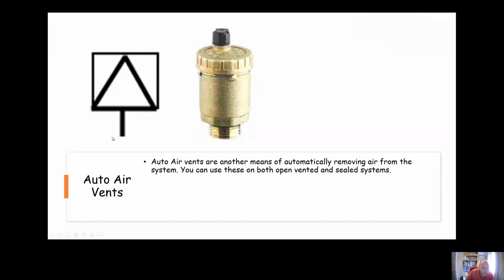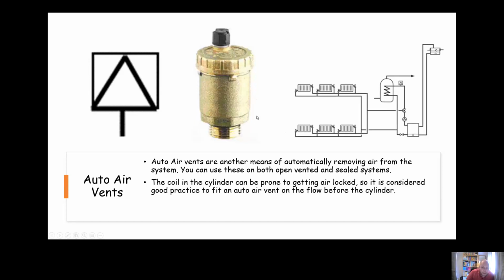Quickly going to look at auto air vents. On the left hand side here we can see the symbol for an automatic air vent and an actual automatic air vent just here. The purpose is to automatically remove the air from the system. A good place to fit them would be any high points in the system.